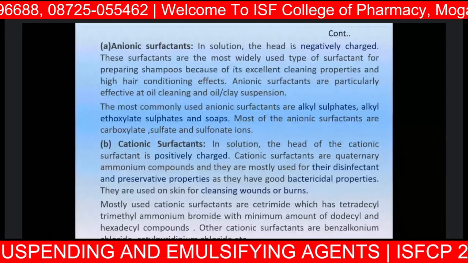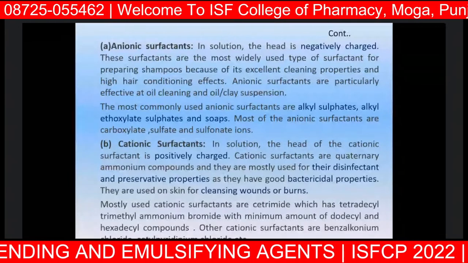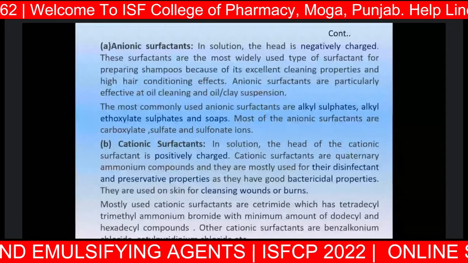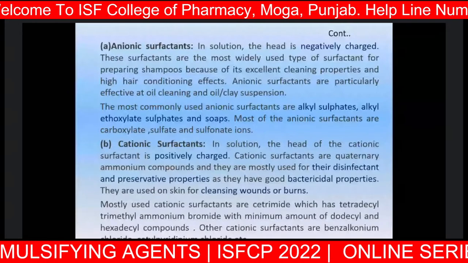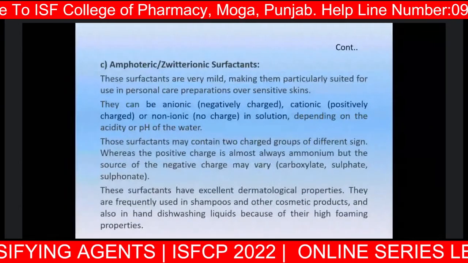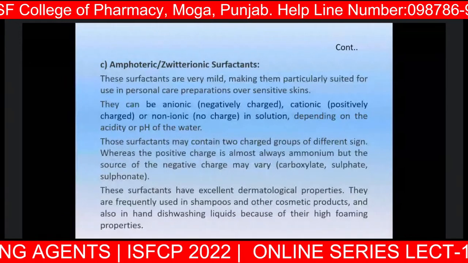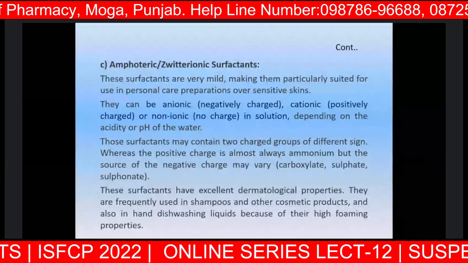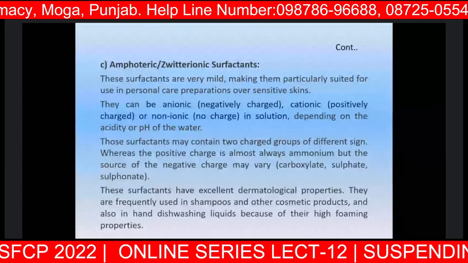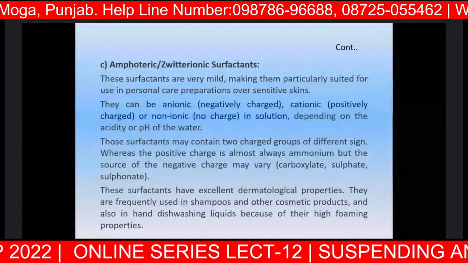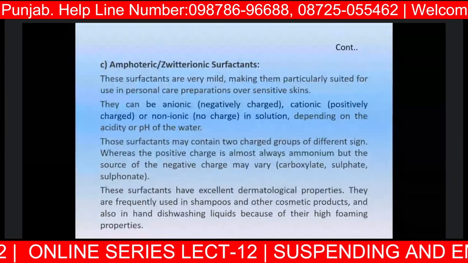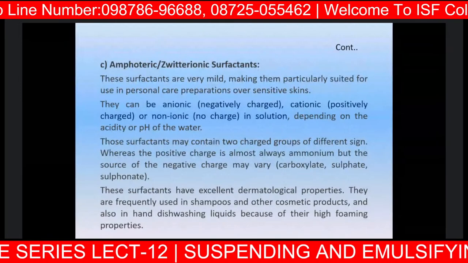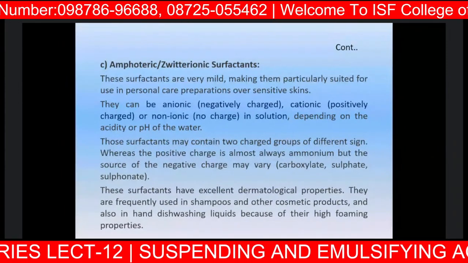So we will discuss all the different types of surfactants one by one with their examples. First is the anionic surfactant. In solution, the head is negatively charged. These surfactants are the most widely used type of surfactant, with excellent cleaning property. They are particularly effective at oil cleaning and in oil or clay suspensions. The most commonly used anionic surfactants are alkyl sulfate, alkyl ethoxylate sulfate and soaps.